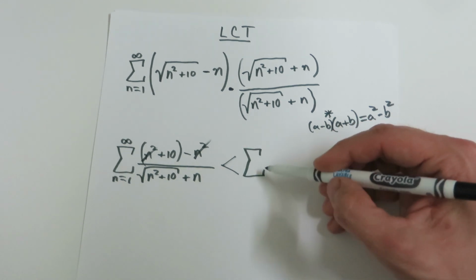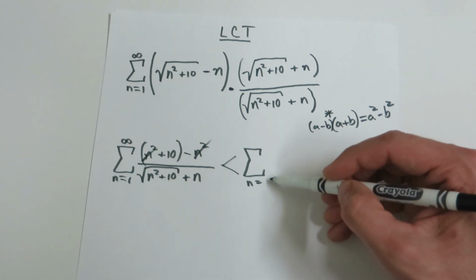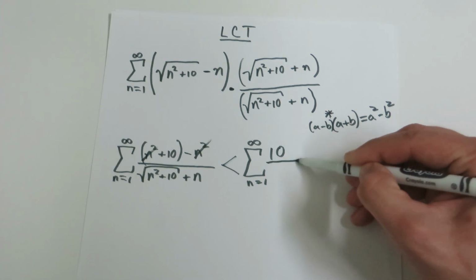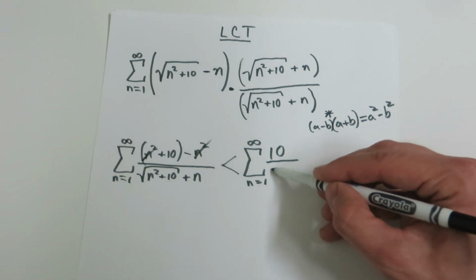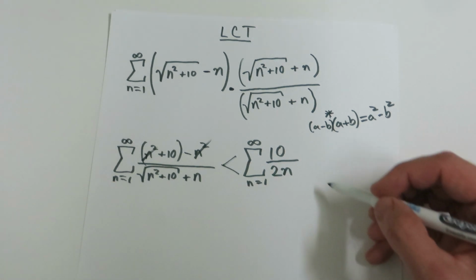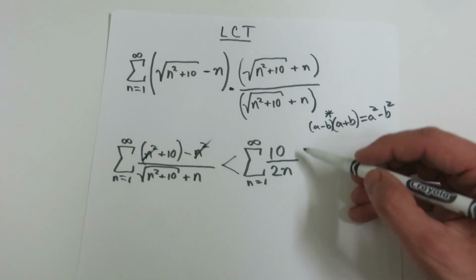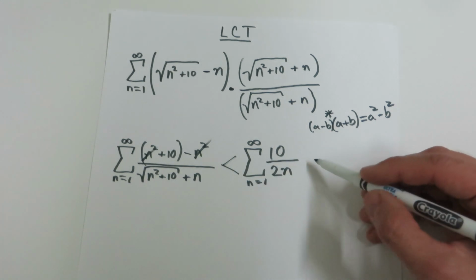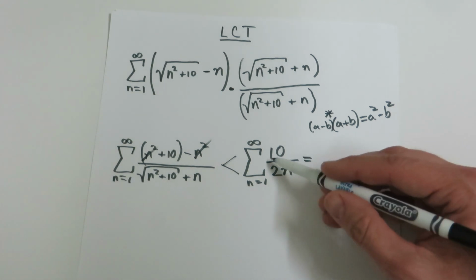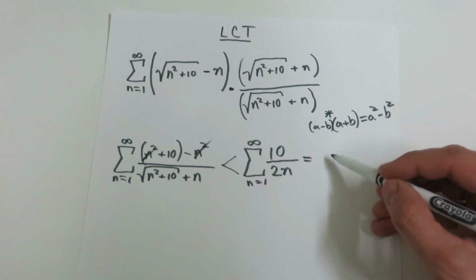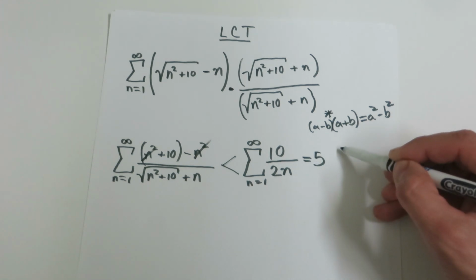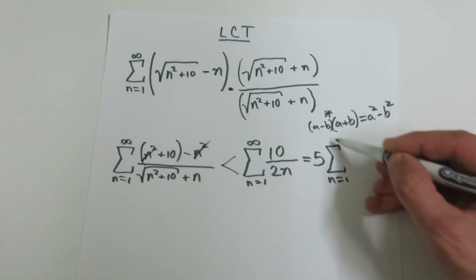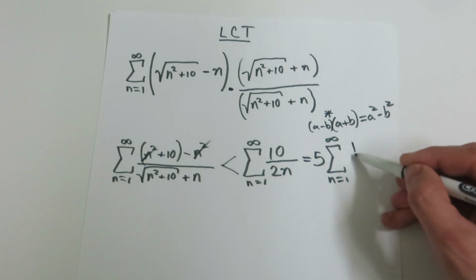It's going to be smaller than the series from n equals 1 to infinity of 10, which is what we had over here, over simply 2n. And this simplifies. 10 divided by 2 is 5. We could pull the 5 out of our sigma notation. So in other words, this is greater than this, which is equal to 5 times the series of n equals 1 to infinity of 1 over n.